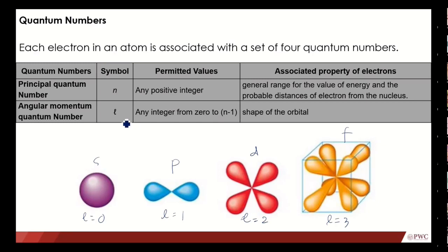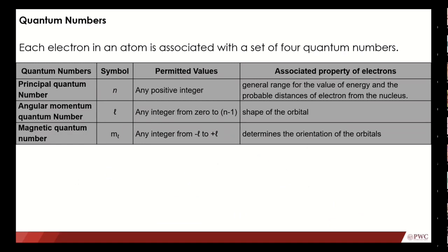Again, the value of l depends on the value of n, which is the principal quantum number. The next quantum number describes the orientation of the orbital. The value of m sub l, or the magnetic quantum number, depends on the value of l. So for example, let's say when l is equal to 0, what are the allowed values for m sub l?